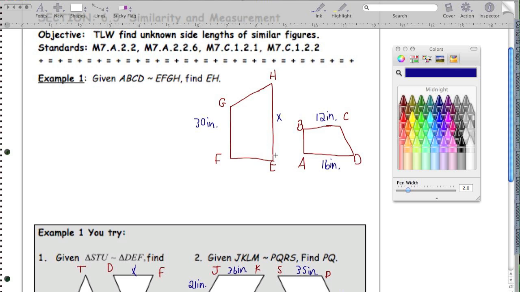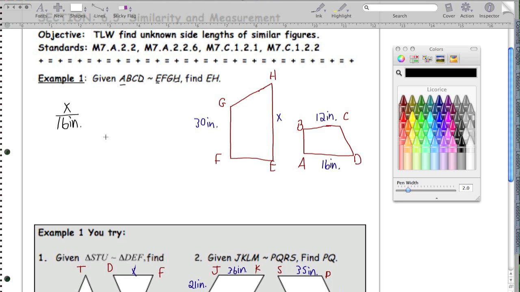They want us to find EH, so that's why it's marked with an X. And they have a few other measurements filled in, not all of them, but a few. Alright, what we're going to do first is we want to find EH, so let's just mark that. We want to find X. And I'm going to make a ratio with whatever our missing side is to its corresponding side. So EH would correspond to AD. I look at AD, and that's 16 inches.